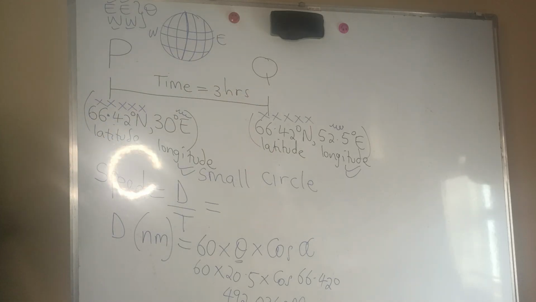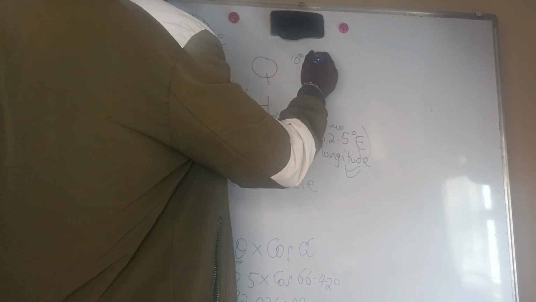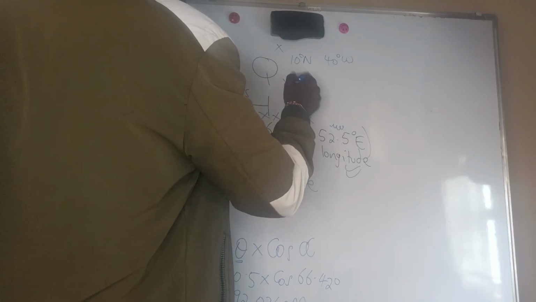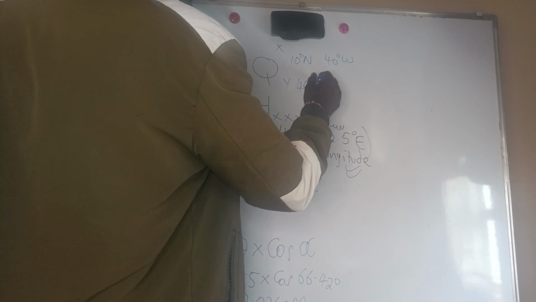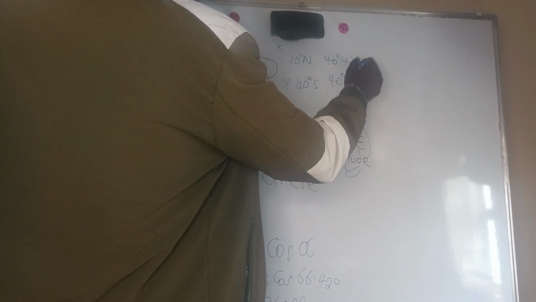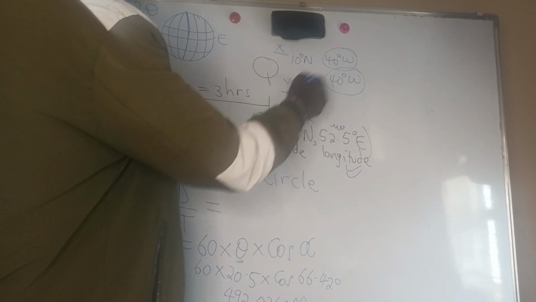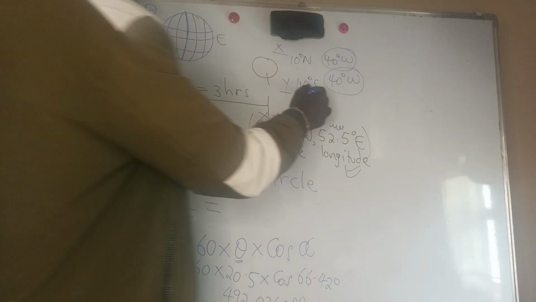Being found on a small circle means they are found on the same latitude. But if points lie on the same longitude, they are found on a great circle. So 2 points lying on a longitude, for example, if I say 10 degrees north and 40 degrees west, this point X maybe, then point Y is maybe 40 degrees south and 40 degrees west. That means the longitudes of these 2 points are the same. So X and Y as 2 points in my case here are lying on the same longitude. If found on the same longitude, that means they are found on what you call a great circle.